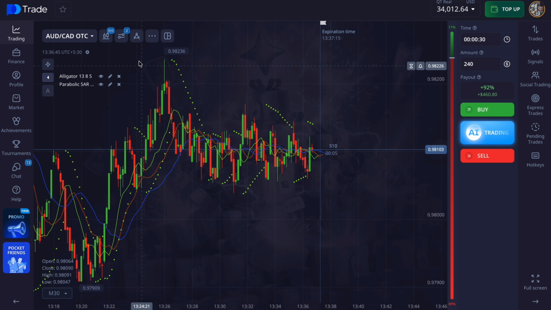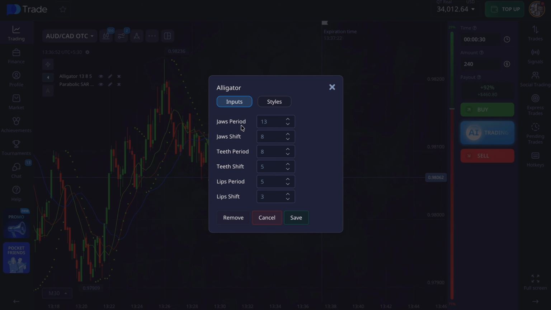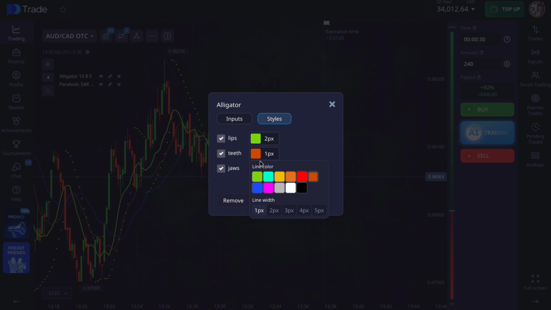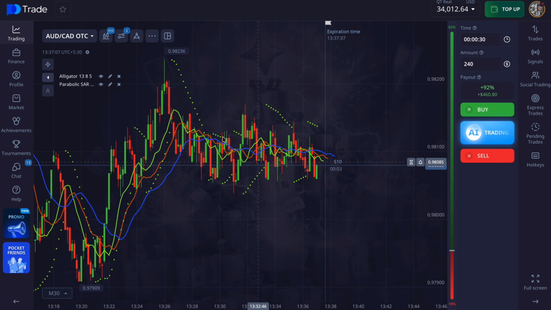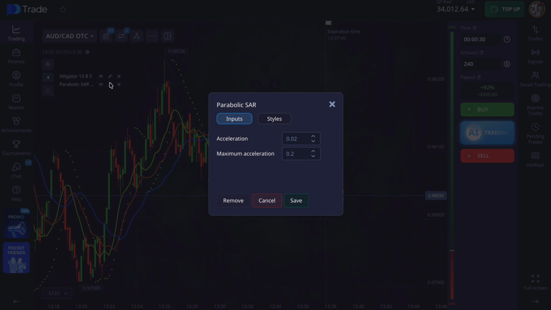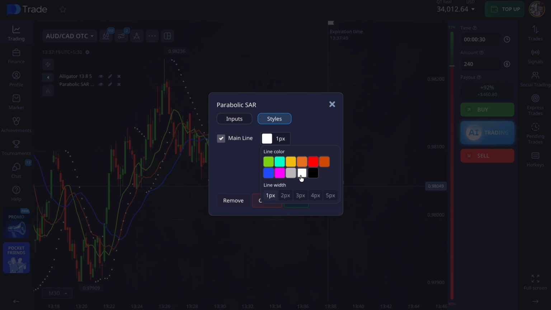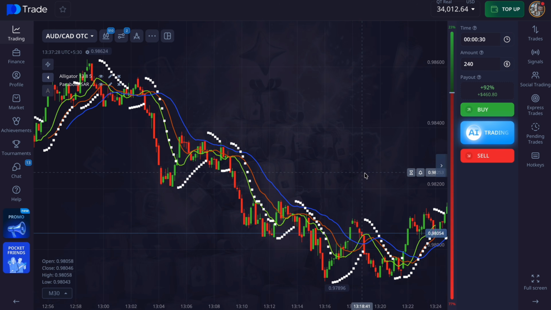First, I'll show you the current settings of the alligator indicator. I'll only make a few changes to the colors. And that setup is now complete. Next, I'll show you the parabolic SAR settings. Here as well, I'll only adjust the colors. And now both indicators are ready.